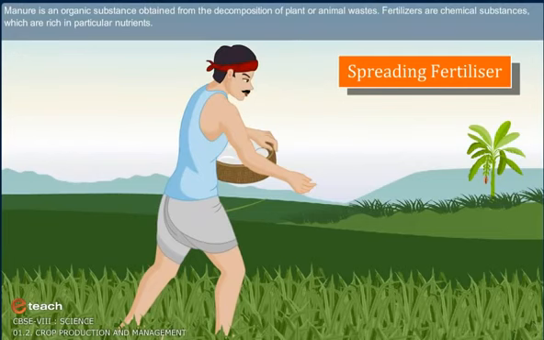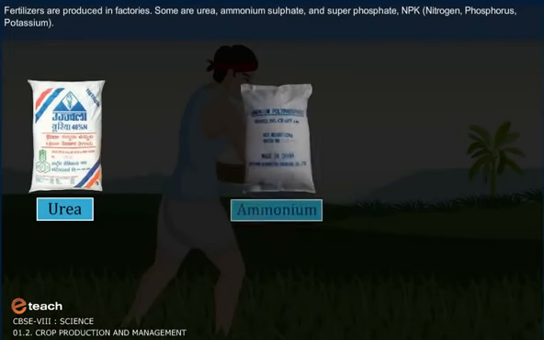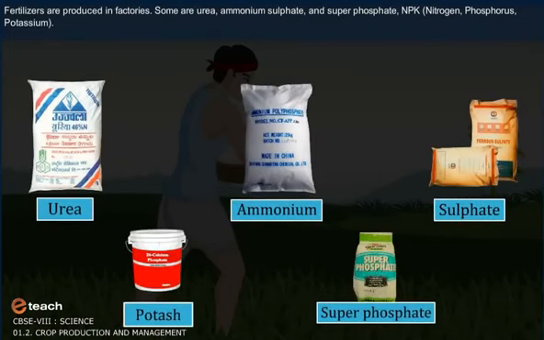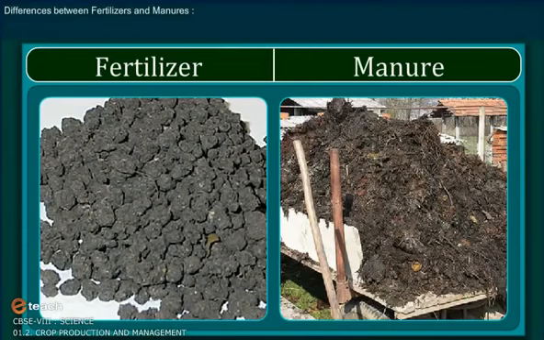Fertilizers are chemical substances which are rich in particular nutrients. Fertilizers are produced in factories. Some are urea, ammonium sulfate and superphosphate, NPK: nitrogen, phosphorus, potassium.